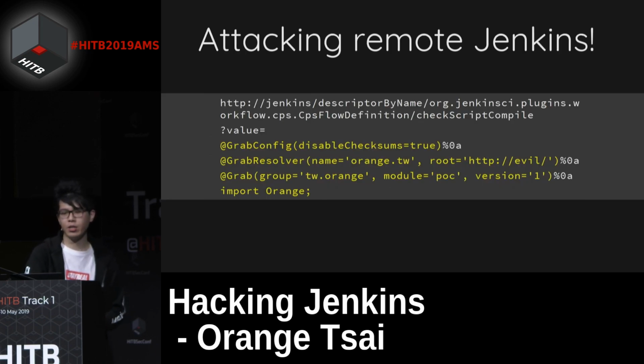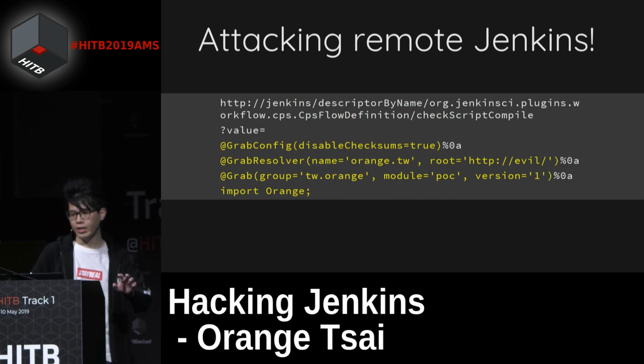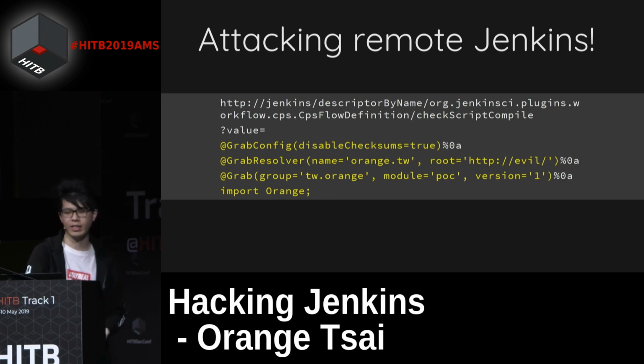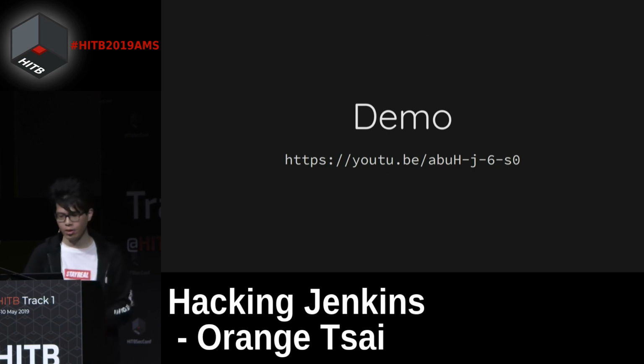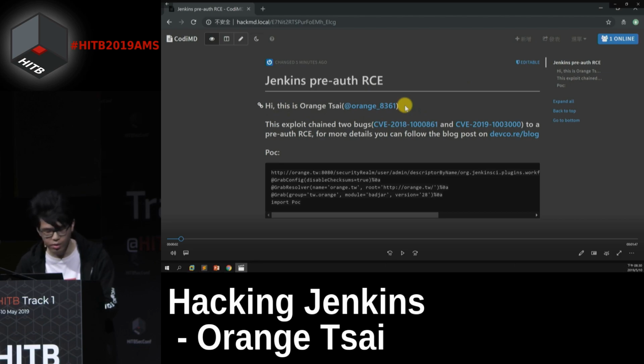The last step is to trigger Jenkins to import our malicious file. Our exploit disables the checksum and sets the root parameter to our website. Once Grab has downloaded the file, the runner service will load our Java class and execute our malicious command. Okay, we have a demo video here. Let me check the video.